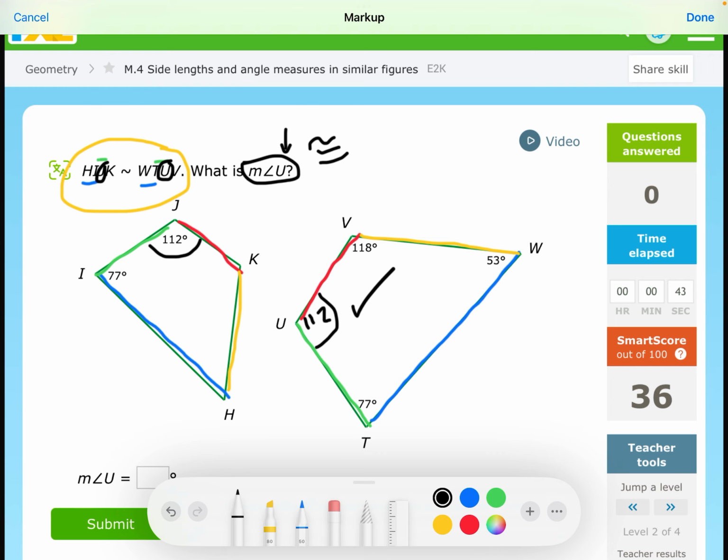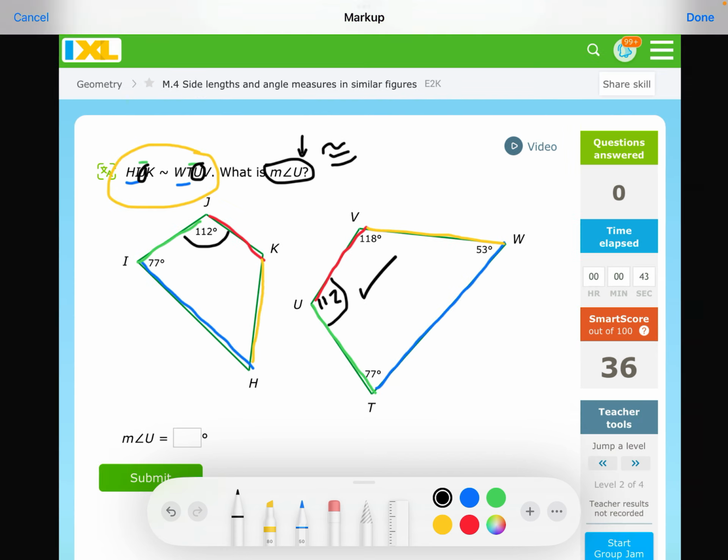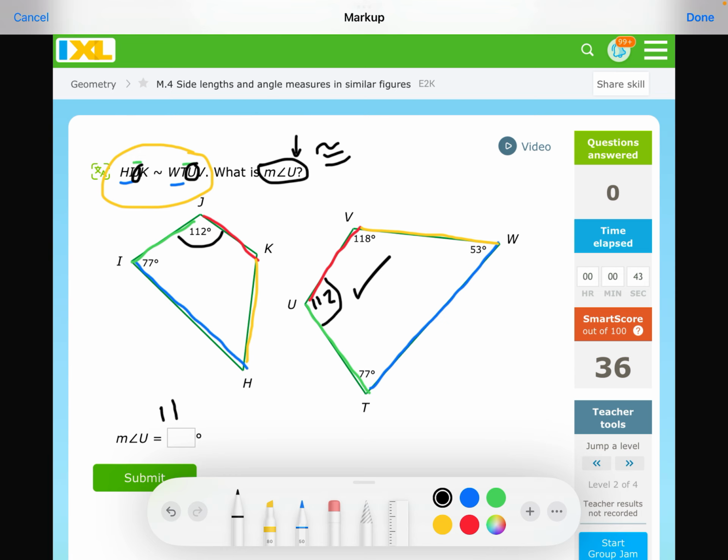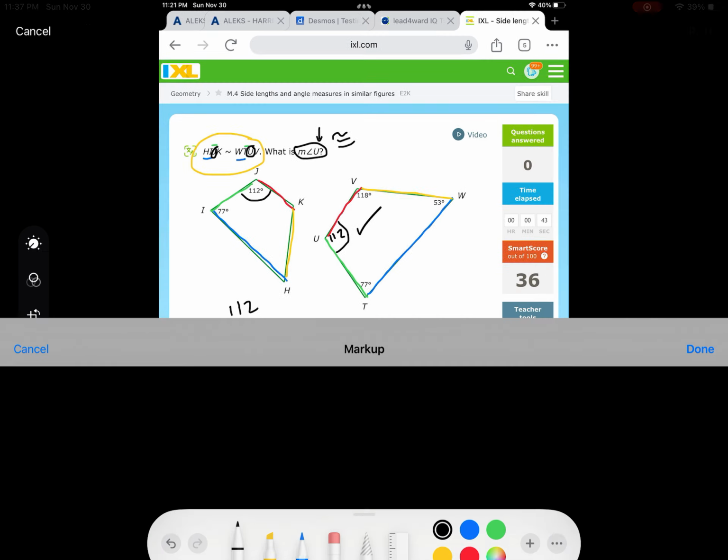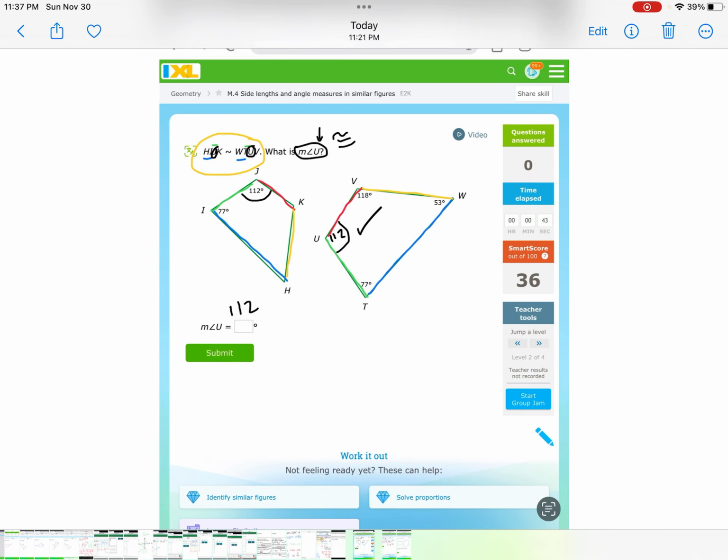You just got to make sure you know what it matches to by taking advantage of the ordering of the letters at the top. Okay, so that's it. Measure of angle U would be 112, since we know that the angles have to be the same for their corresponding part.